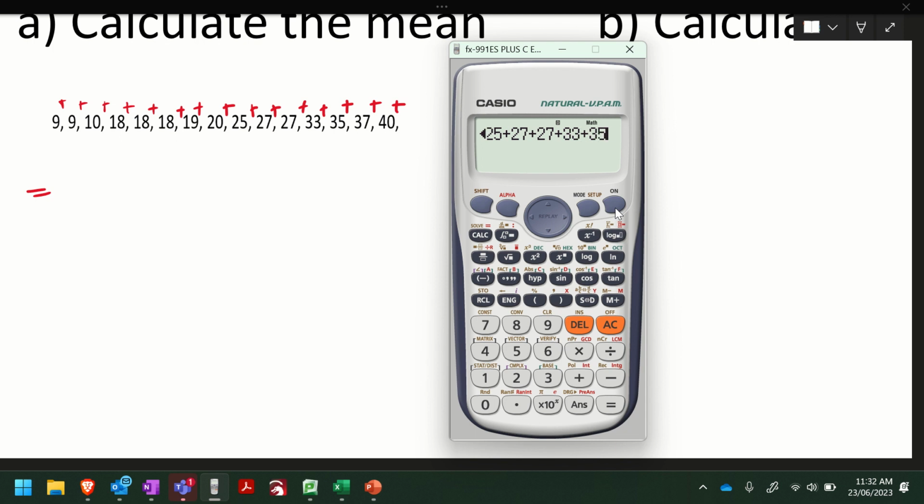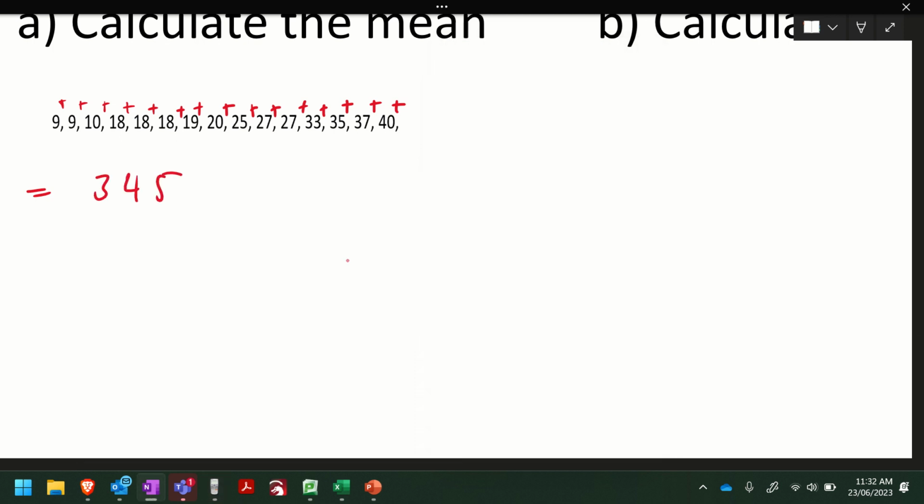27, 27, 33. What did you say, Colin? And then 40. So add them all up. Okay, 345. So that's your answer. Now, that's not quite the mean just yet, because there's one more step. Afterwards, we need to then divide it by how many numbers there are.